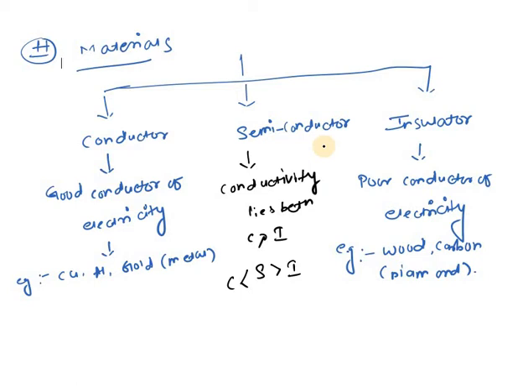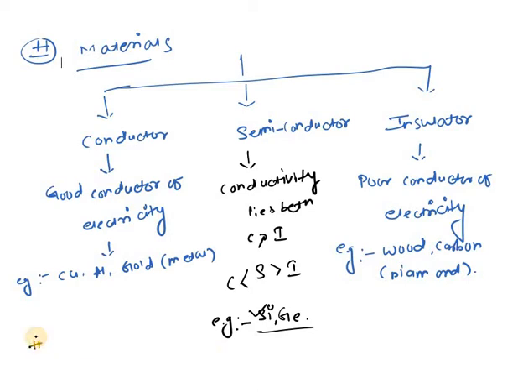Now as far as examples are considered, the most widely used semiconducting materials are: the first one is silicon, and the second one is germanium. Remember, these are two important examples of semiconductors. The first one is silicon and the other one is germanium. Now, out of these two, the most widely used semiconducting material is silicon.